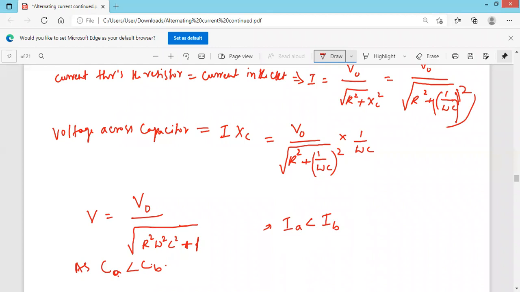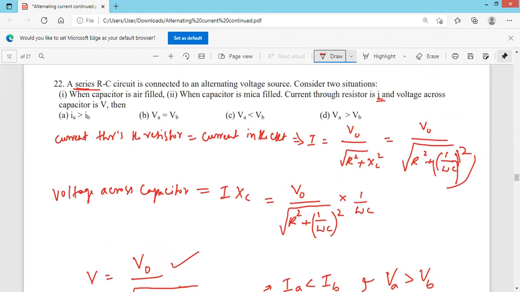Therefore, IA is less than IB. And VA, from this equation, CA is less than CB. Then CA is less and the whole denominator is less. Less plus 1 is less only. As a result, voltage is more. Therefore, VA is greater than VB.